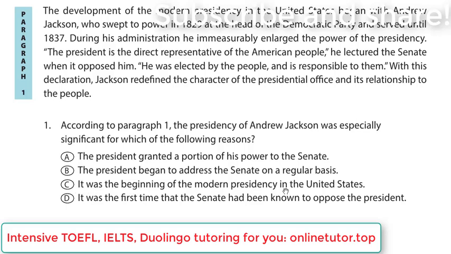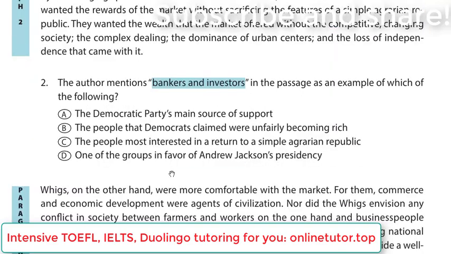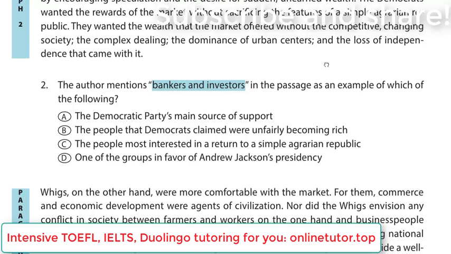It was the beginning of the modern presidency in the United States. Let's go and have a look quickly at number 2. Okay, the second paragraph. And then the question: The author mentions bankers and investors in the passage as an example of which of the following? You remember?